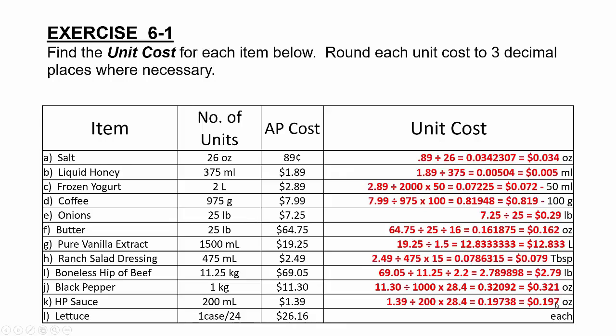And our last example on this list, we bought some lettuce, a case of lettuce that has 24 heads in it, and our AP cost is $26.16. Let's take our AP cost divided by the amount of units we got for that price, or 24 heads of lettuce, and we see a final rounded answer of $1.09 for each head.